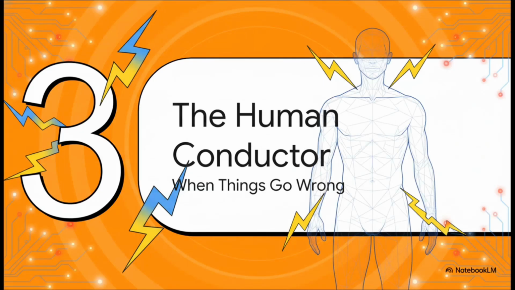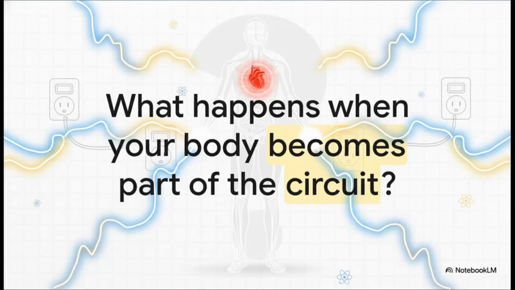So far, we've only talked about the path electricity is supposed to take. But here's the thing about electricity. It will always take the path of least resistance. It'll take any available path to complete a circuit. And that brings us to the most serious part of this conversation. What happens when that path is you? And this is where we shift gears from simple physics to life or death safety.